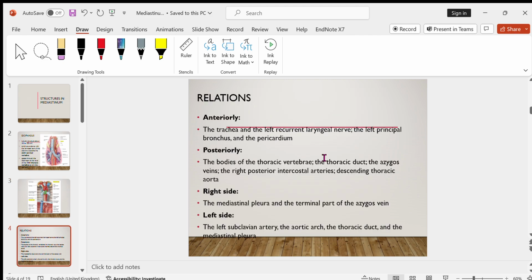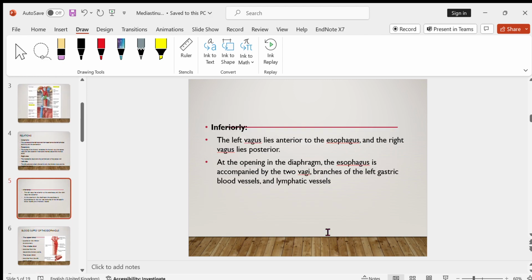So relations, as I've told you before, we'll just recall. Anteriorly, we can see the trachea, the left recurrent laryngeal nerve, the principal bronchus, and the pericardium covering the heart. Posteriorly, we'll see the thoracic vertebrae, thoracic duct, azygous vein, and in addition, right posterior intercostal arteries and descending aorta. On the right side, we'll see mediastinal pleura and the terminal part of the azygous vein. Left side, we'll see the left subclavian artery, the aortic arch, thoracic duct, and the mediastinal pleura.